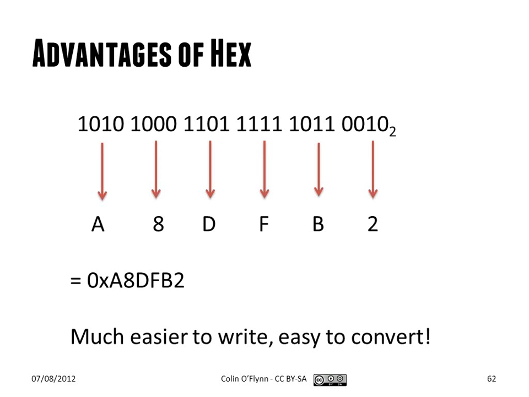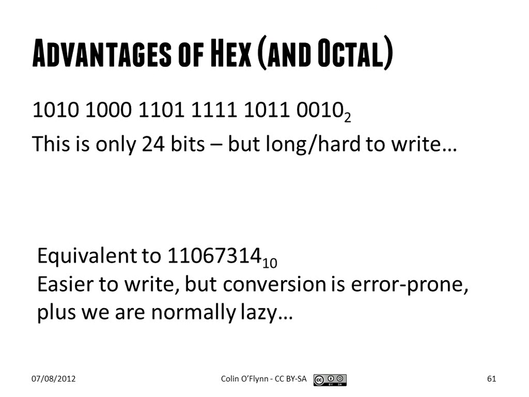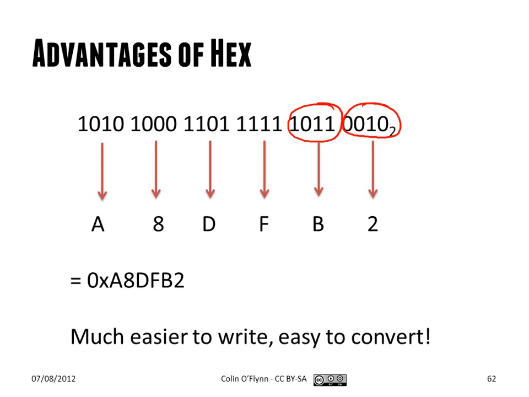So with hex, 4 bits directly correspond to 1 digit. So if you're given a hex number, you can just go through and write down the equivalent in binary. Or if you're given a binary number, you can directly say this is the equivalent in hex. So for example, these 4 are equivalent to 2. These 4 are equivalent to B. And again, you can use this. So 1011 is equivalent to B. Yeah, so this is on that cheat sheet that's posted.